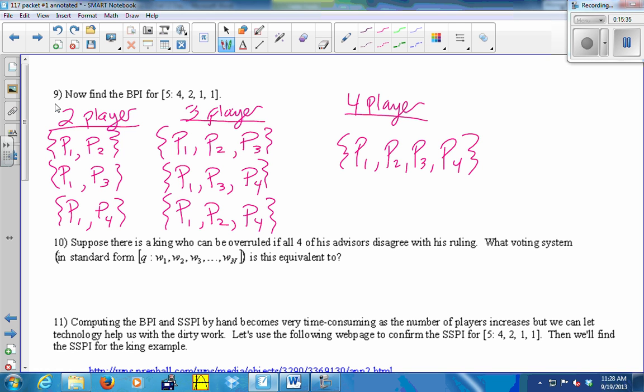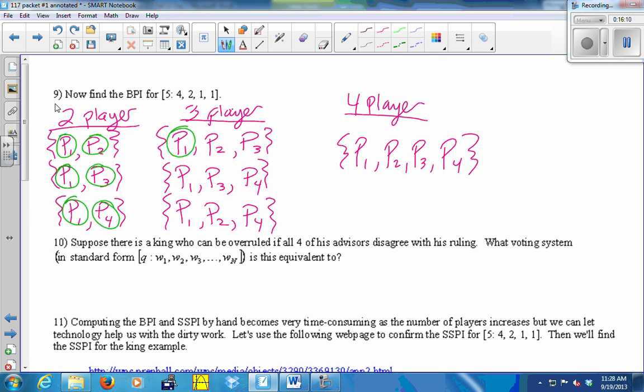Okay, so now we have to figure out who is critical. In the 2-player coalitions, both players are always going to be critical, because if anyone leaves, the one doesn't have enough votes. Okay, 1, 2, and 3. If 1 leaves, do 2 and 3 have enough to pass a motion? No, so 1 is critical. Now, if player 2 leaves, does player 1 and player 3 have enough? Yeah, because that's 4 and 1, so they have enough. How about if player 3 leaves? 1 and 2, they also have enough. So 1 is the only critical player there.